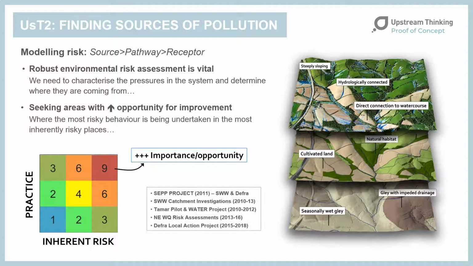And so we came up with this conceptual idea that we are looking for areas with the greatest opportunity for improvement through catchment management, and these are identified as being the areas where the most risky land management practices or behaviour is undertaken in the most inherently risky parts of the landscape. And so we came up with a fairly simple risk assessment technique that allowed us to try and identify where inherently risky practices were combined with inherently risky characteristics in the landscape.